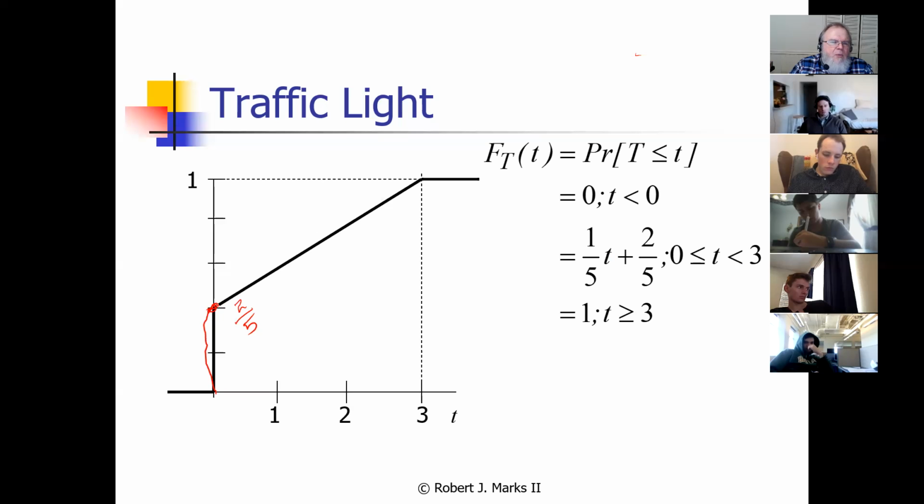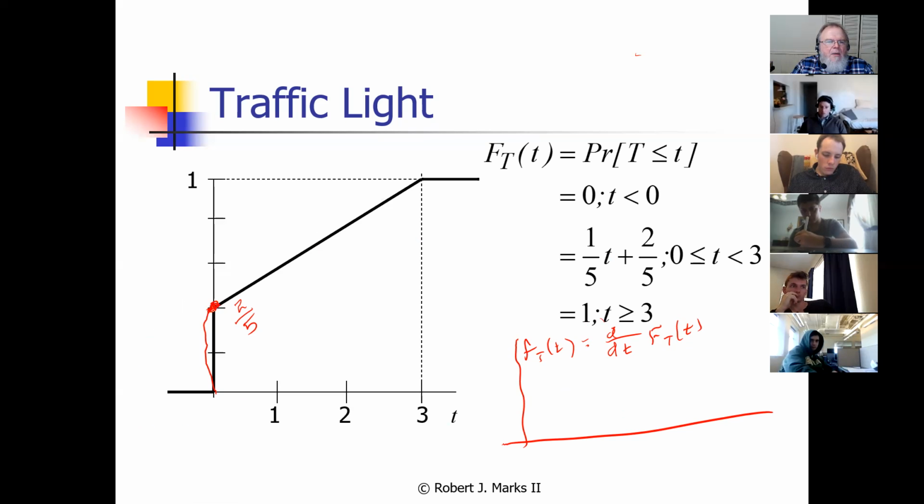And this derivative, what is this derivative going to be? What happens if we were to try to compute f sub t of t, which is the derivative of the cumulative distribution function? Well, in order to differentiate here, we have the derivative of a discontinuity. I think a mathematician would say that the derivative is not defined there.